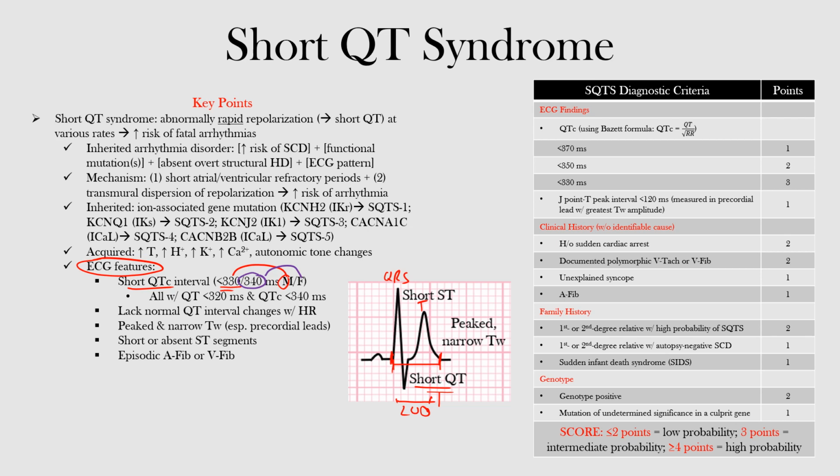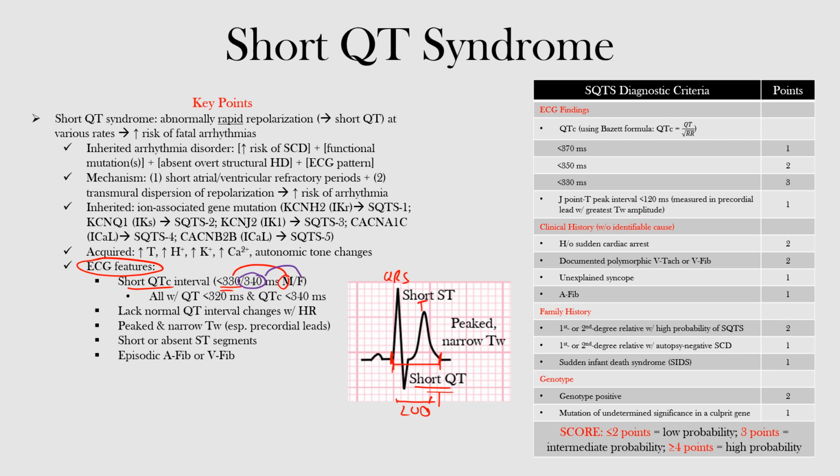So you can see there's some gender differences here that are already evident. Now, it's important to note that there is currently no universally accepted lower limit of normal for the QT interval that can be used to diagnose short QT syndrome. Known patients with short QT syndrome genotypes 1 through 3 have been shown to have shorter QTc intervals than those with genotypes 4 and 5. Regardless of the genotype, nearly all have been shown to have a QT interval of less than 320 milliseconds and a QTc interval less than 340 milliseconds.